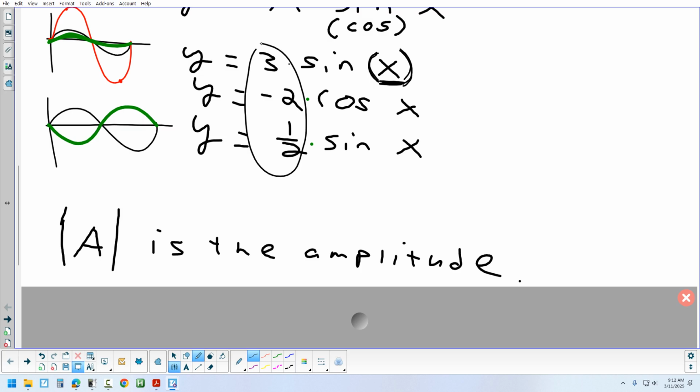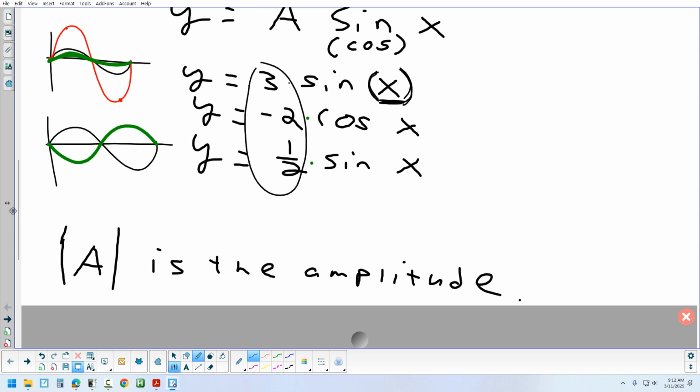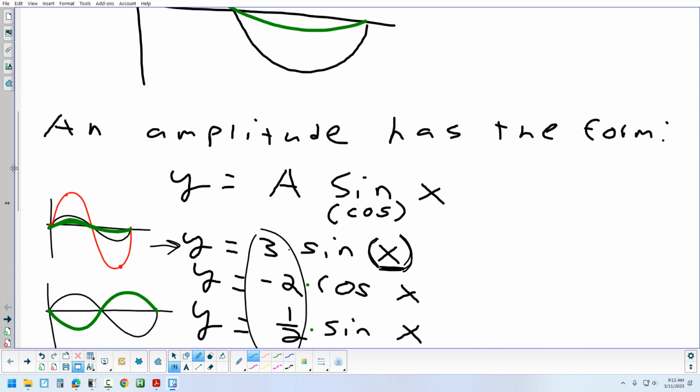So in this top one, we've got A for amplitude. What would be the absolute value? What would be the amplitude of that first one? Yeah, 3. That would be the new height. 3 means that it would go 3 units up and 3 units down. It would be a distance of 3 units at its farthest.